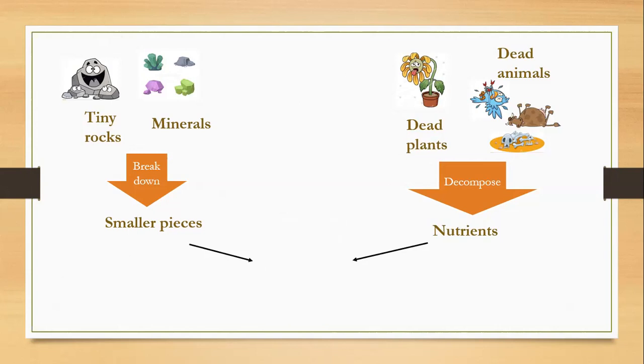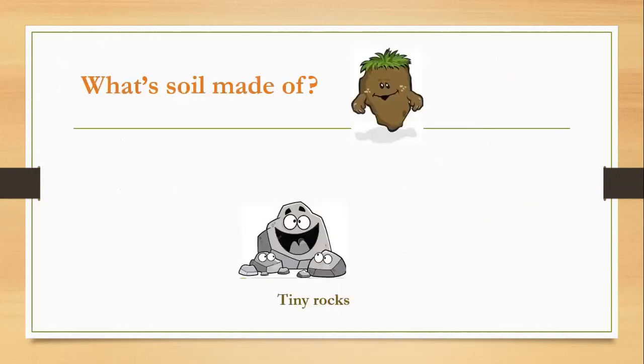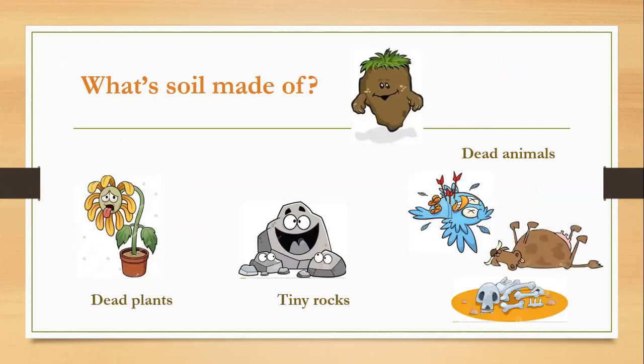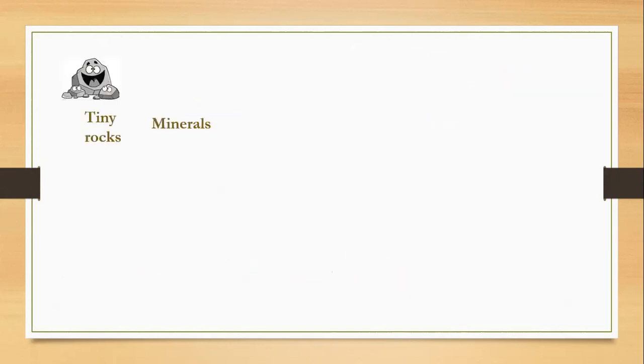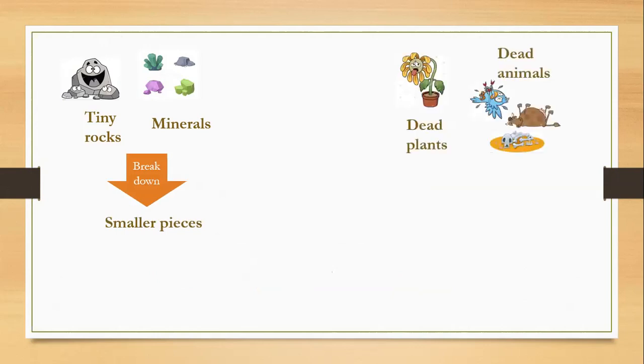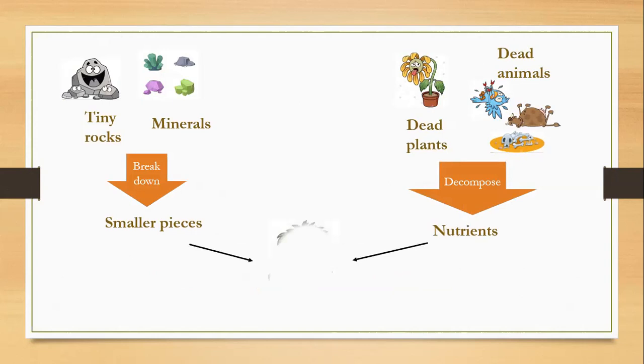So again, the soil is formed from three things, as we said. It is made of tiny rocks, dead animals, and dead plants. How? The tiny rocks and minerals found under the ground will be broken down into smaller pieces. Then the dead animals and dead plants will decompose, and decompose has a smaller meaning of breaking down, so that they form the nutrients. They will decompose to give us the nutrients. Both the smaller pieces and the nutrients will form the soil.